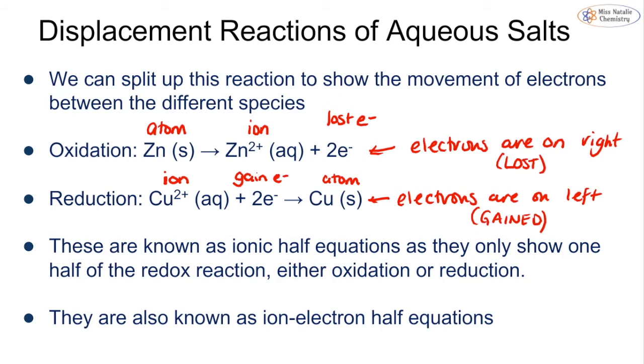We call these ionic half equations. We call them a half equation because they only show half of the redox reaction. So they're either going to show an oxidation or they're going to show a reduction. Sometimes you can see them being called ion-electron half equations. That is simply because they contain ions and electrons, and they are showing half of the redox reaction.